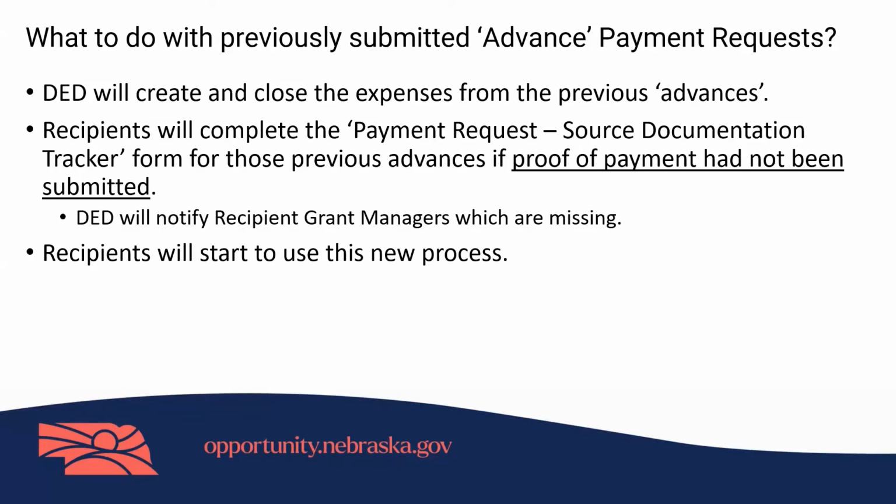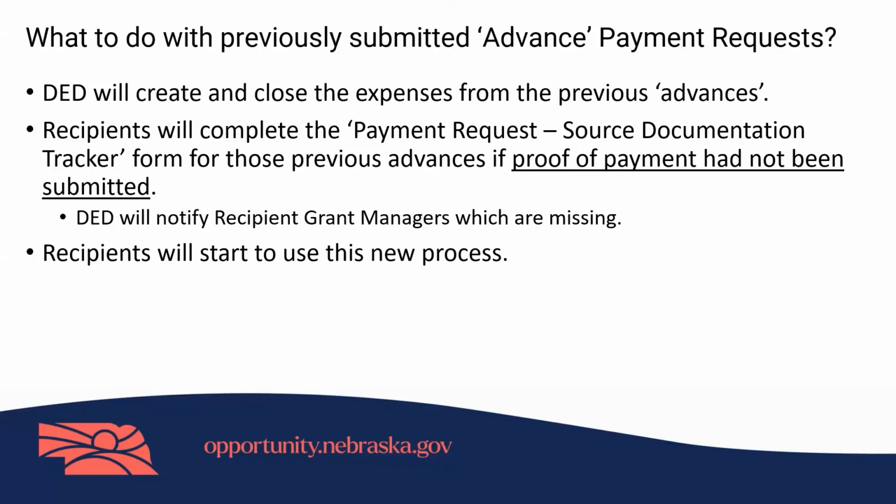We're going to do that in April and May. And if we have to, we might get into June, but we're going to try to complete them in May. Essentially what we're going to do is get your award caught up with your expenses so it's up to date.